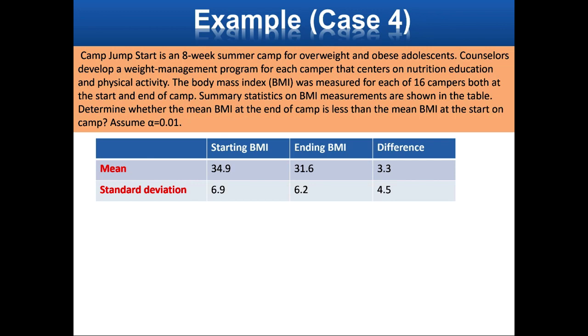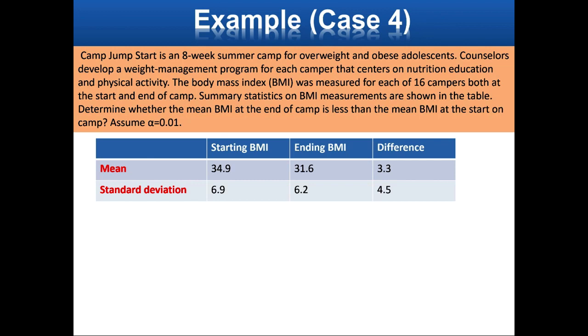We notice in this table it provides the starting BMI mean and standard deviation, and also the ending BMI mean and standard deviation at the end of the camp. The last column is the difference. The difference is each difference for the 16 campers, and we calculate the mean and standard deviation.